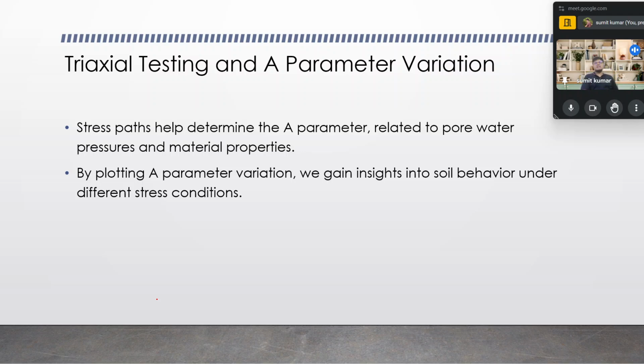Triaxial testing and parameter variation: stress paths help in determination of parameters. You remember the Skempton parameters A and B, where B is delta U by delta sigma 3, and A bar is the change in pore water pressure by the change in deviatoric stress. On the basis of that, we are able to find the value of A as A bar into B equal to the value of A. So by plotting the A parameter variation, we gain insight into the soil behavior under different stress conditions.